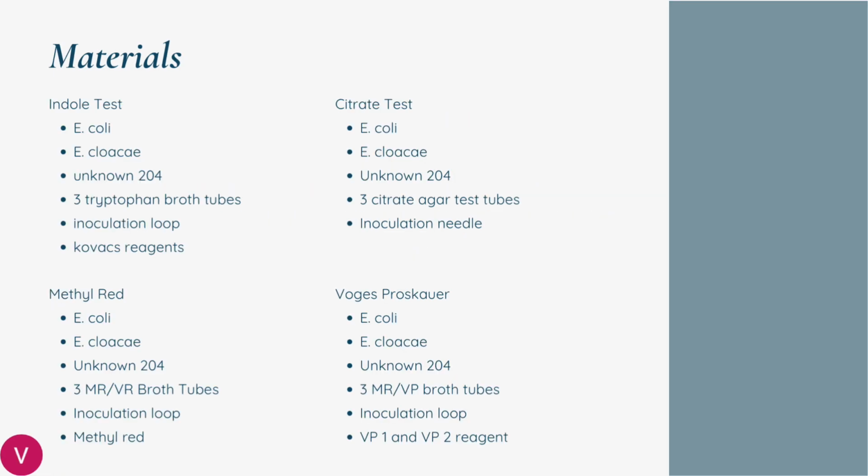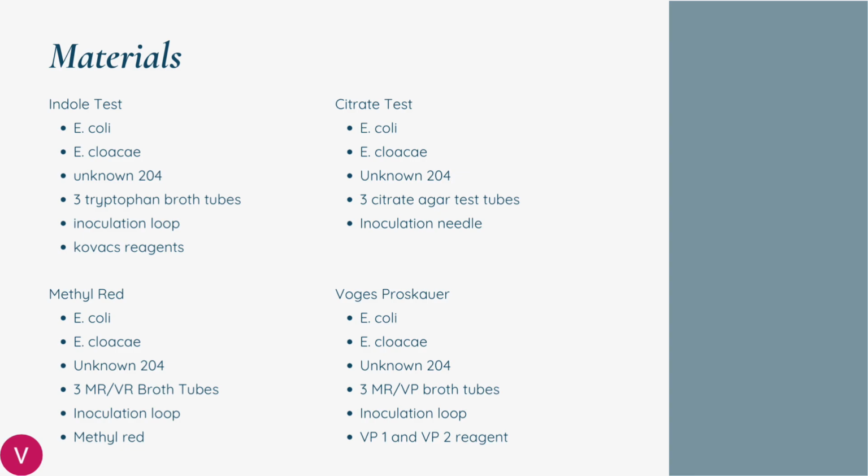Materials. For the indole test, we used E. coli, E. cloacae, unknown 204, 3 tryptophan broth tubes, an inoculation loop, and Kovac reagent. For the citrate test, we used E. coli, E. cloacae, unknown 204, 3 citrate agar test tubes, and an inoculation needle.